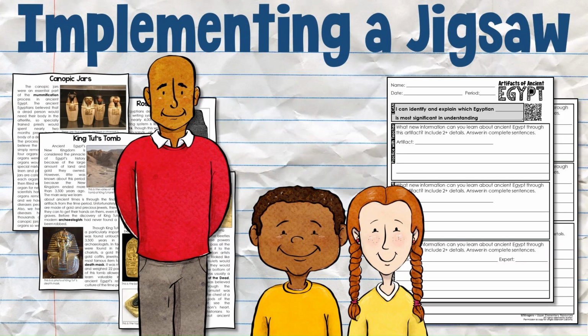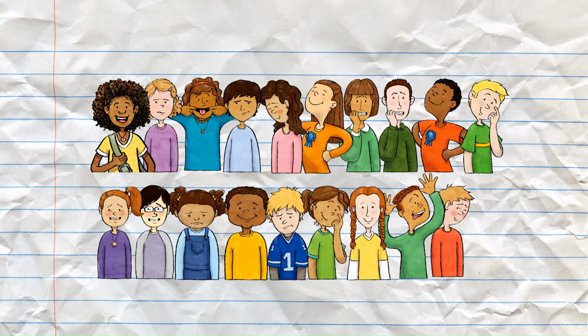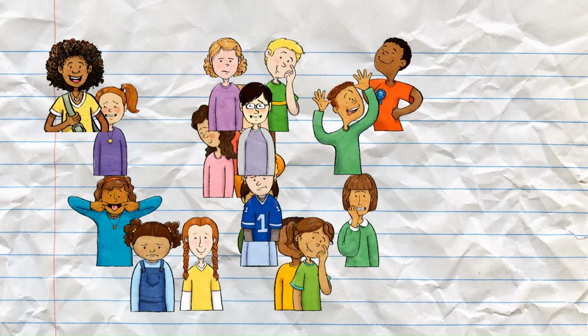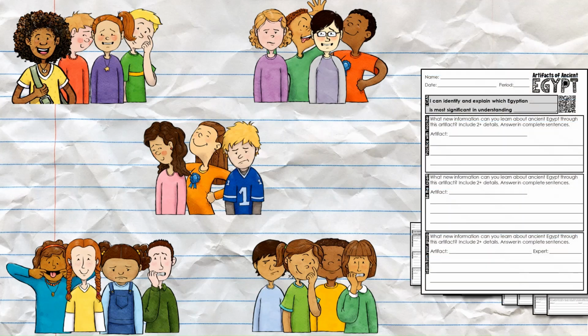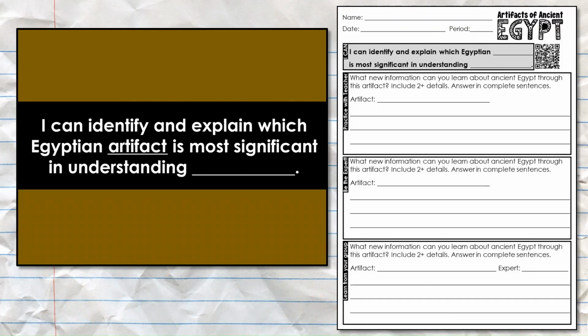Here's an example of how a jigsaw lesson is implemented. For a class of 19 students, have the students grouped into fours with one group of 3. This will be their jigsaw group. Pass out the graphic organizers and have the students complete the I can statement at the top of the paper.